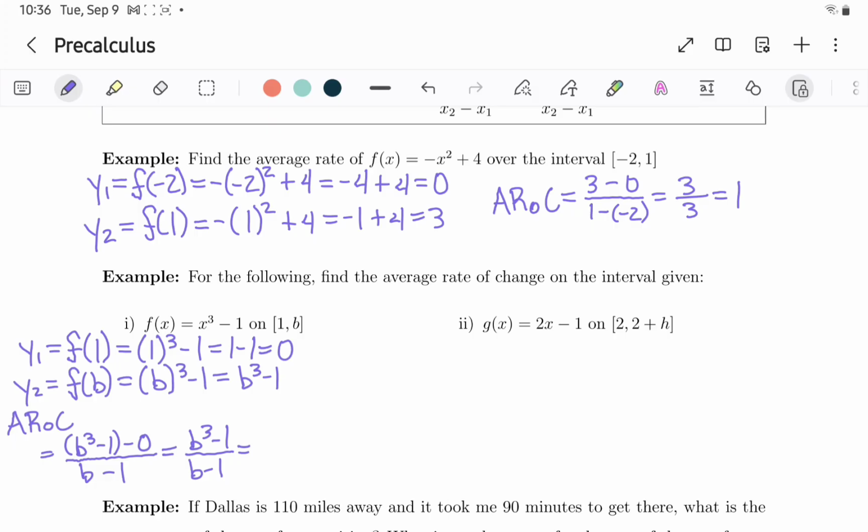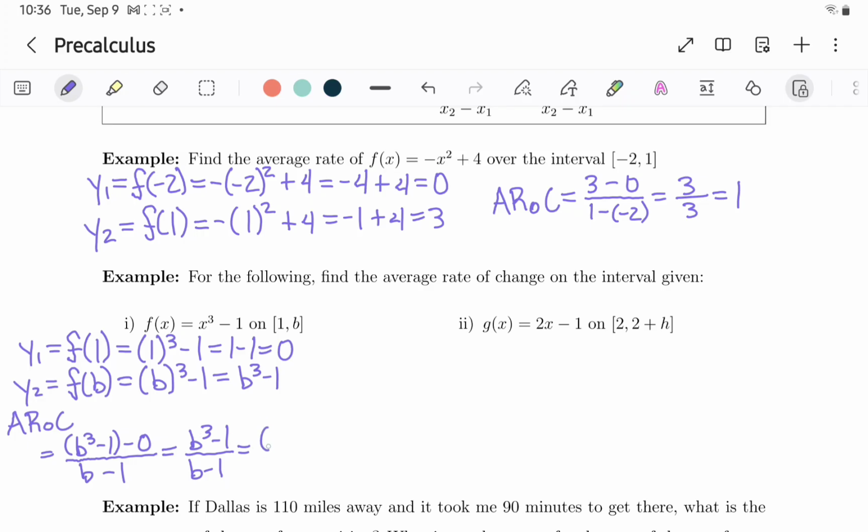And we are actually going to use what's called the difference of cubes formula to simplify this ratio that we have here for the average rate of change. So b cubed minus 1. This is a difference of cubes, and we can think of minus 1 as a cube, since minus 1 is the same as minus 1 cubed. So we're really looking at b cubed minus 1 cubed. And so we have a difference of cubes, and we can use the difference of cubes formula, which tells us how to factor this cubic here.